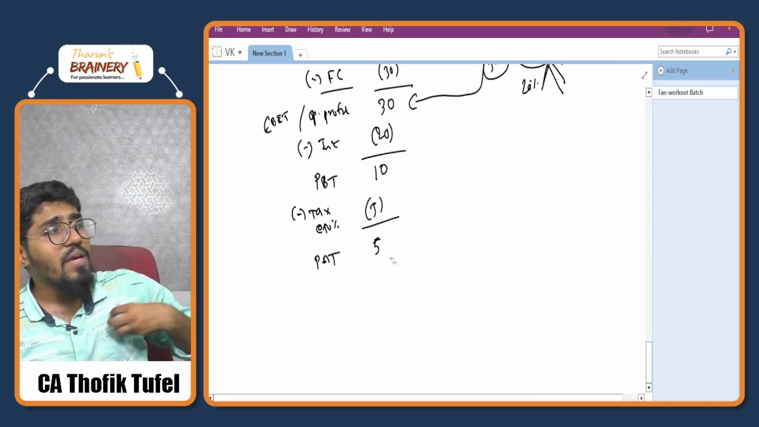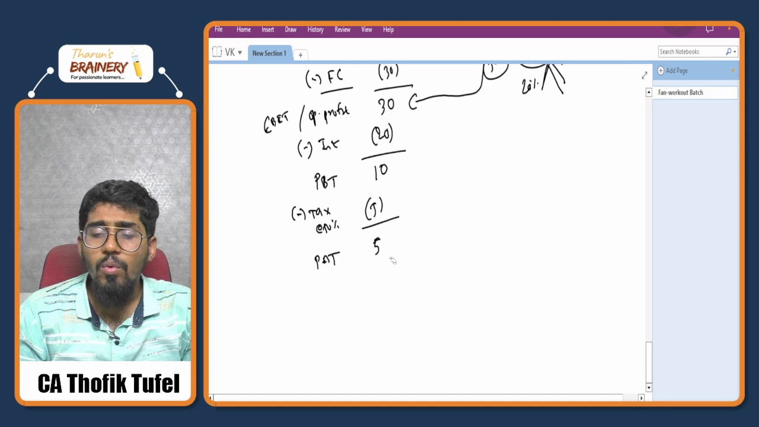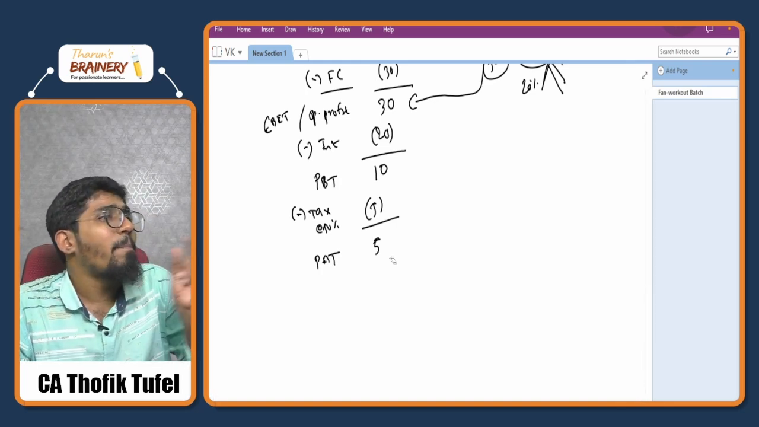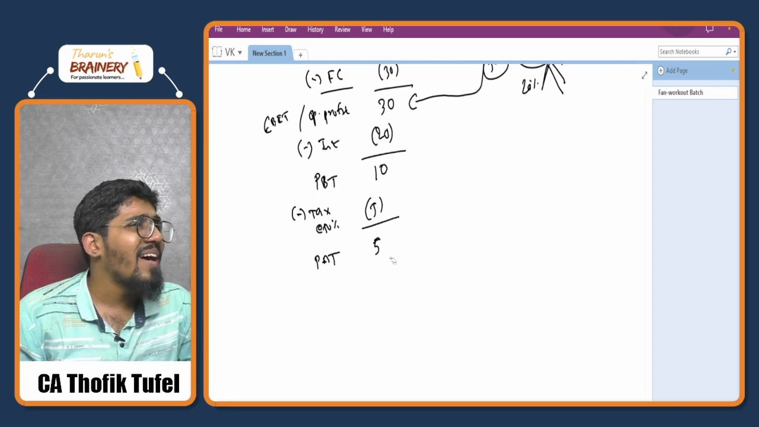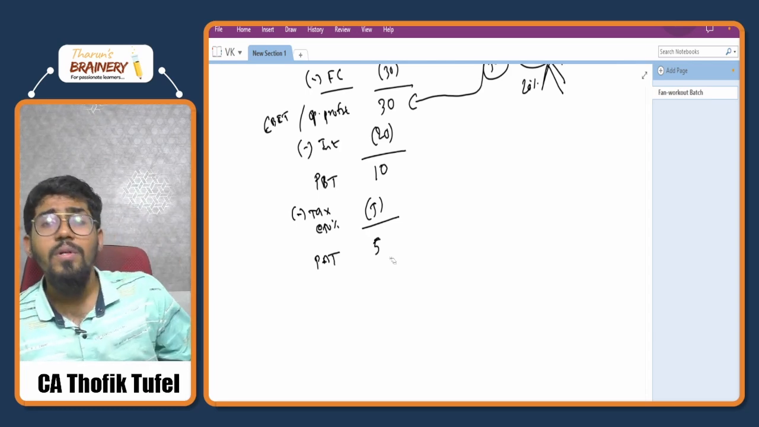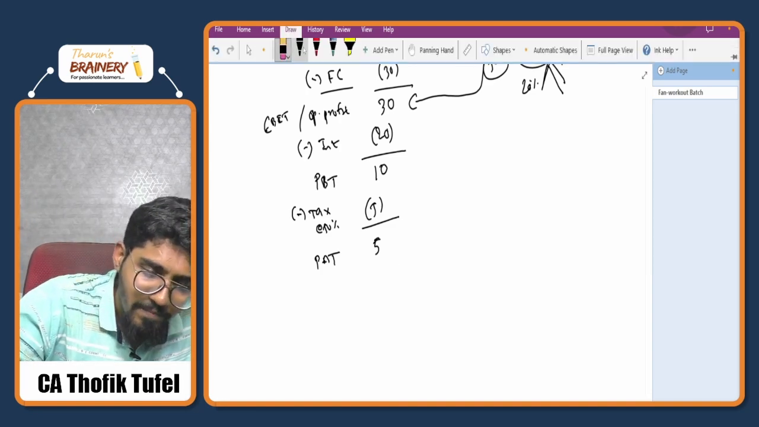Now if I am the shareholder, I want to know what is my profit. Understanding? So I will calculate profit per share. Profit is also called earnings, correct? So earnings per share. Total profit divided by number of shares is equal to earnings per share.